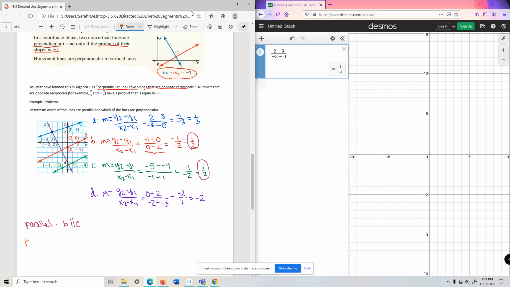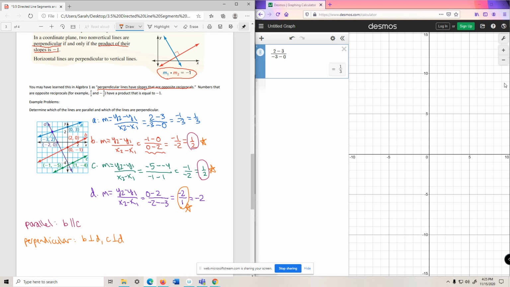Perpendicular means that the slopes have to be opposite reciprocals, or you can think of it as when you multiply them together, you get -1. So notice that 1 over 2 and -2 over 1 are opposite reciprocals. So B is perpendicular to D. I'm using the symbols here, good thing to get used to. And also, since C had the same slope as B, then C is perpendicular to D.